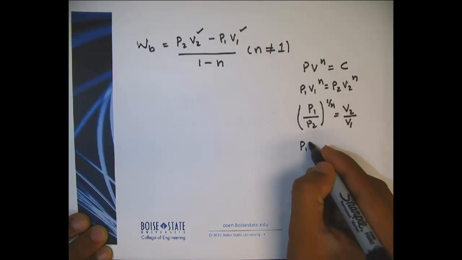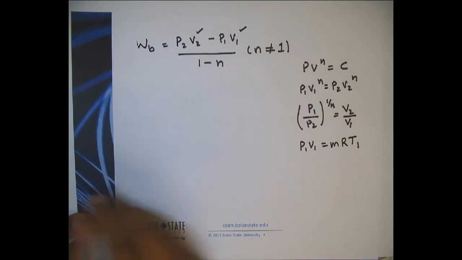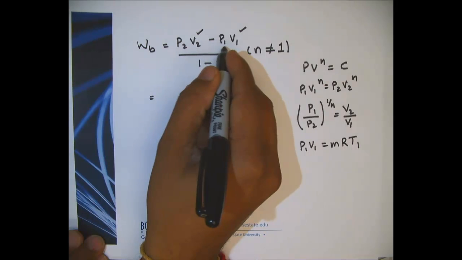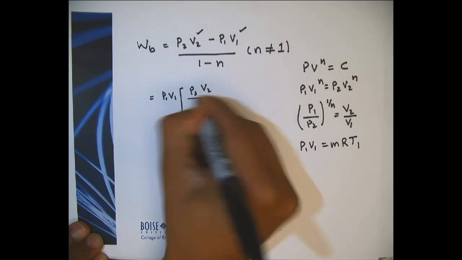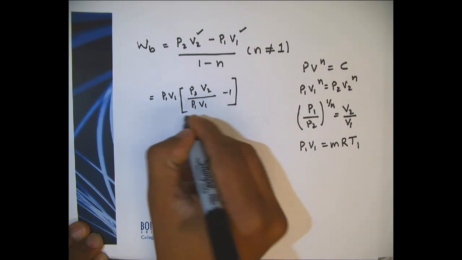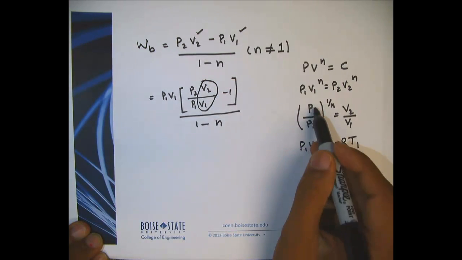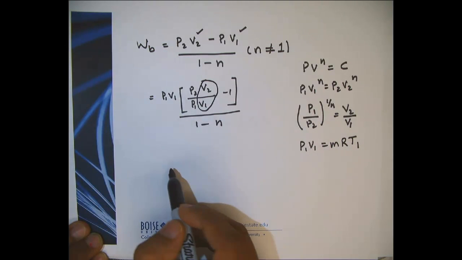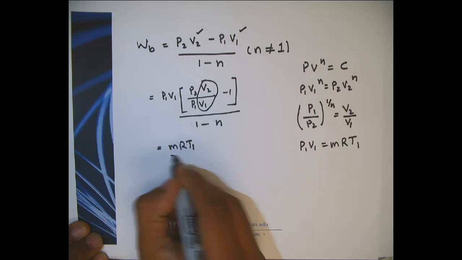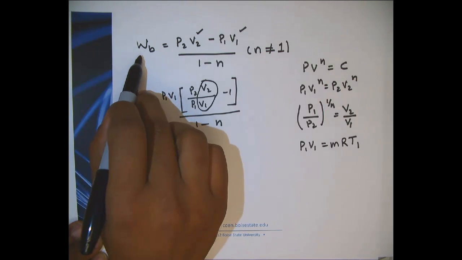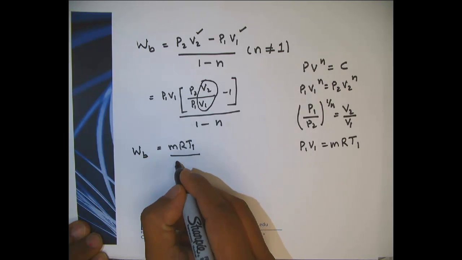And also for an ideal gas, remember that you can write PV equals mRT at state 1. So utilizing this, I can factor P1 V1 out. So I get P2 V2 over P1 V1 minus 1, divided by 1 minus n. We already know what V2 over V1 is, which is nothing but this. P1 V1 is m R T1. So I can do that. If you do a little bit of math here, and remember this is big W, and I'll quickly change it to a small w in a bit here.